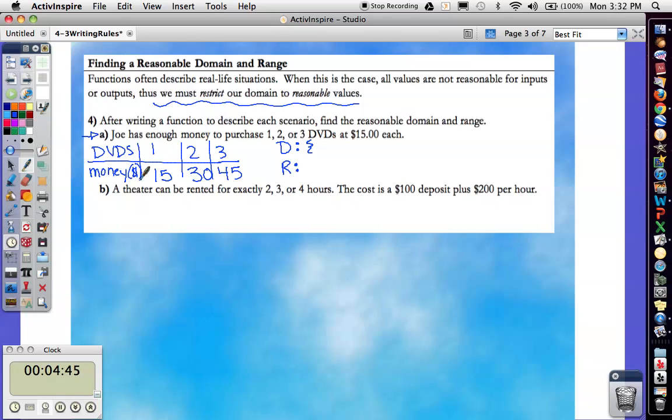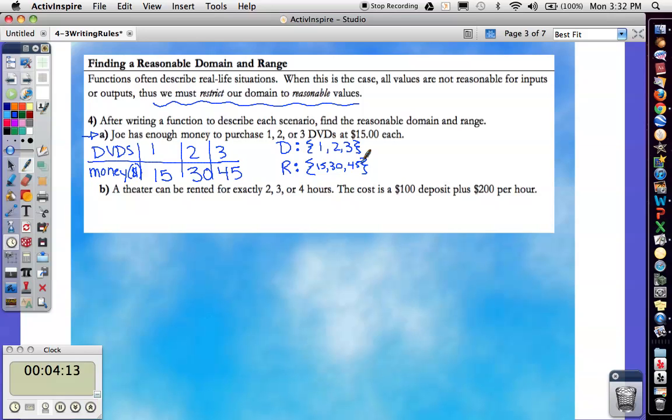So what's my domain then? Domain can only be 1, 2, or 3. Those are the only amounts of DVDs that he can purchase. And what is the only amount of money that he can pay? Is he ever going to pay $20? No. Is he ever going to pay $50? No. He can either pay $15, $30, or $45. So here's a situation where they limited it for you. You just needed to make the domain and range match. Again, pause the video, try B, and then press play.